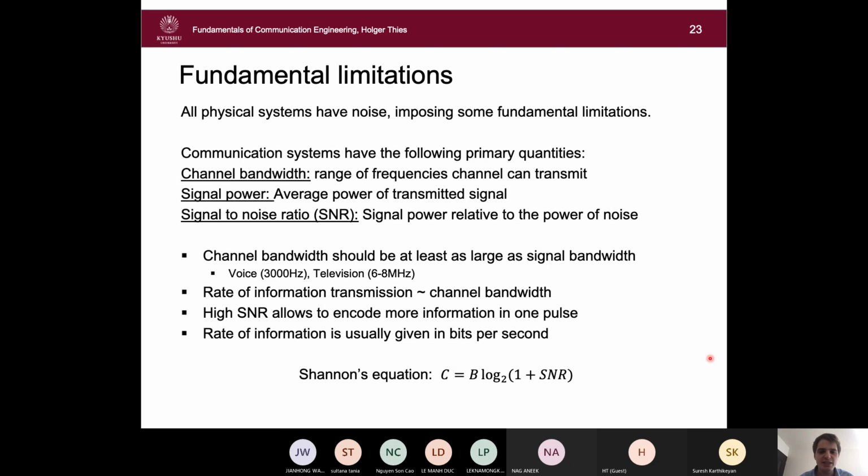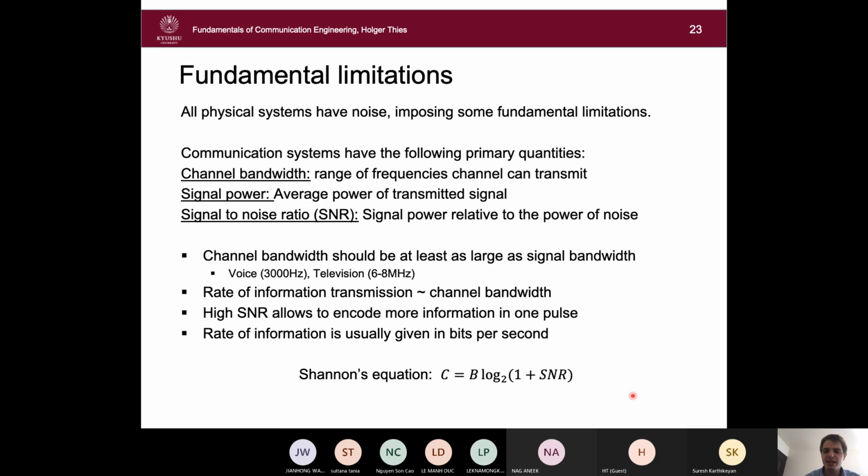And of course, one could now say, well, if we increase bandwidth, we would always be able to transfer more. We would always be able to transfer information much faster. So why don't we make the bandwidth as large as possible? But in practice, this is often not possible, because bandwidth and noise are often connected.